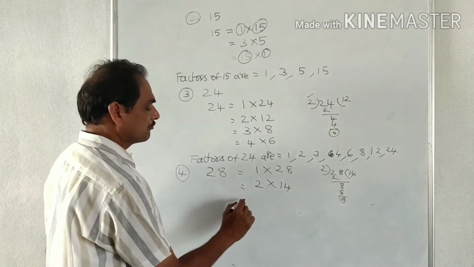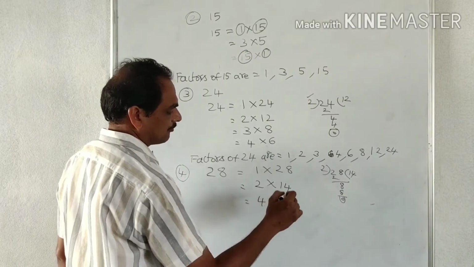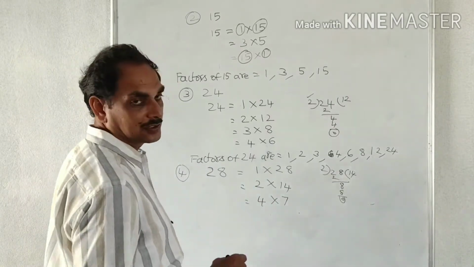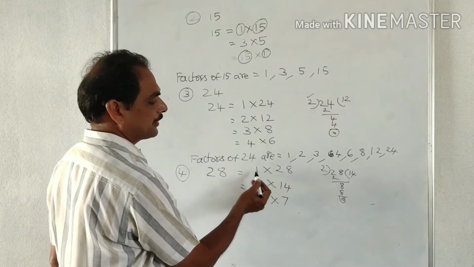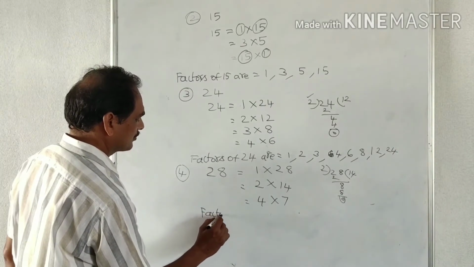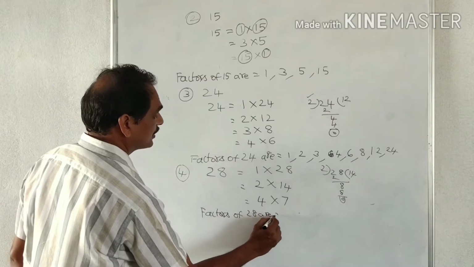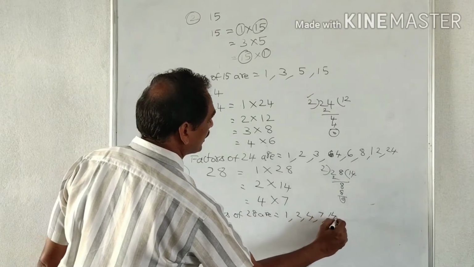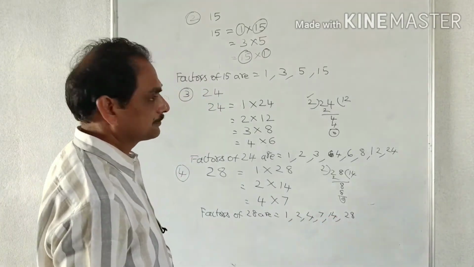Next we go to 4. 4 sevens are 28. In 5, there is no 28. Next, 7 fours, 14 twos, 28 ones. So the factors of 28 are 1, 2, 4, 7, 14 and 28.